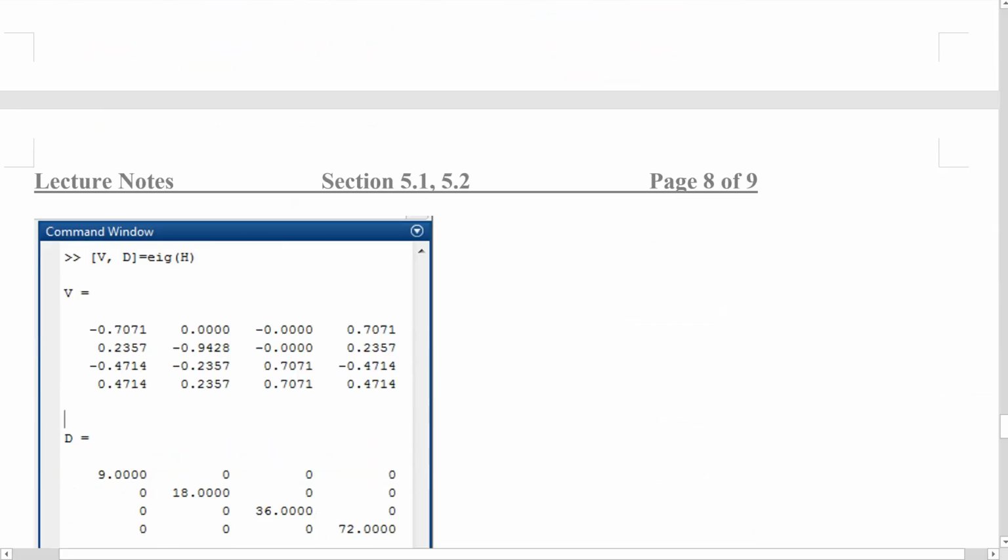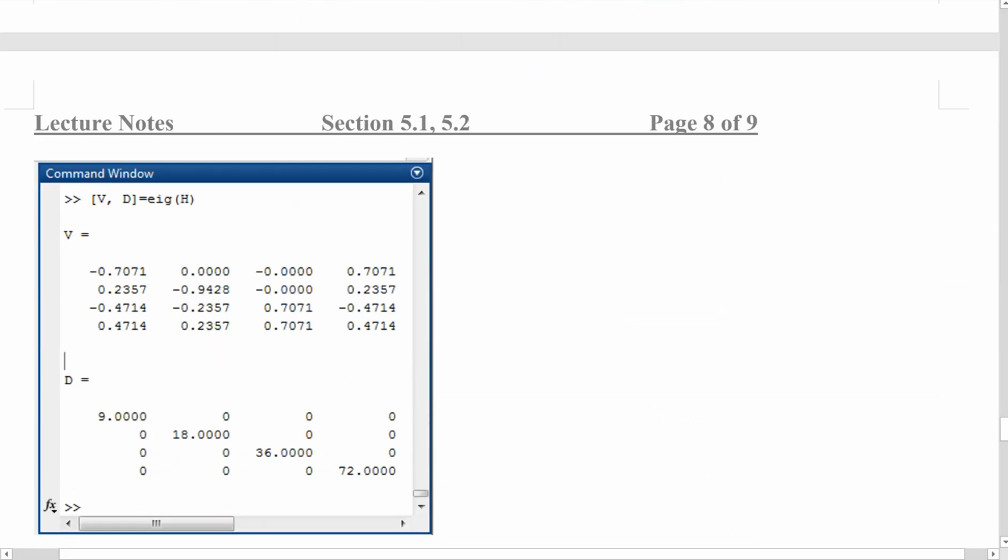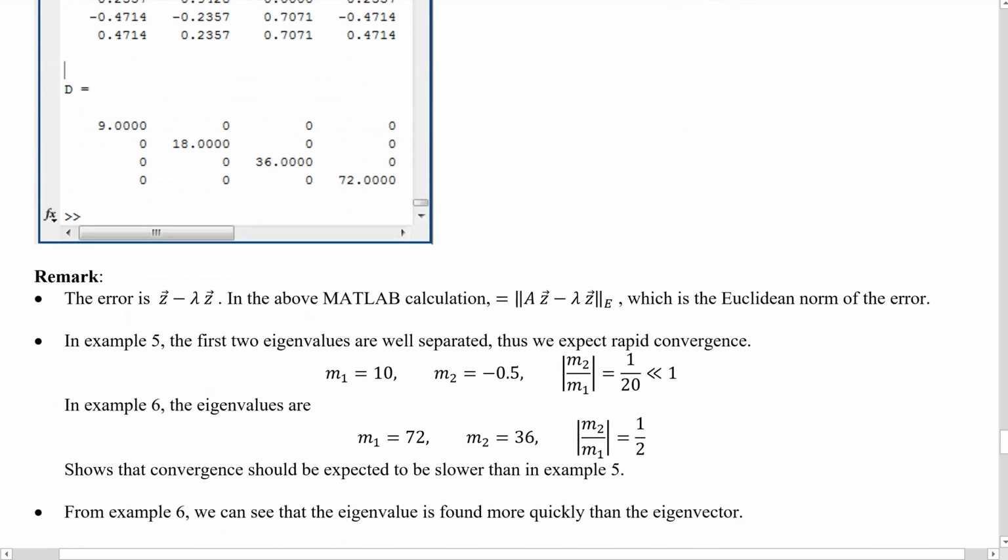But in this case, let's look at the eigenvalues. The eigenvalues are 72, 36, 18, and 9. So it's also well separated, but compared with the last example, where we have 10 and the next largest one is -0.5, the gap between them is much bigger than this one. So now you can see if the gap is bigger, the convergence will be faster.